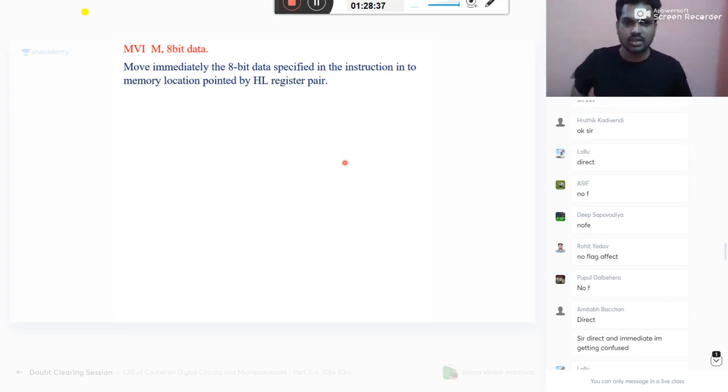Now let's see: move immediately the 8-bit data specified in the instruction into the memory location pointed to by the HL pair. Listen here. We have seen MOV r, data, where the register is directly loaded with the 8-bit data. This is a little different one. What is that little difference?